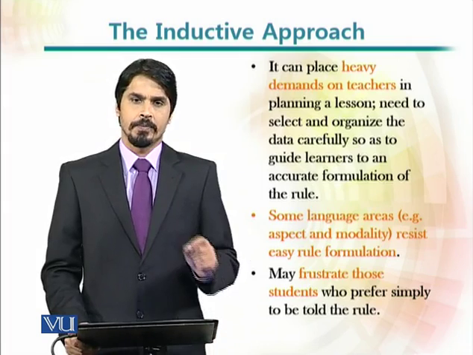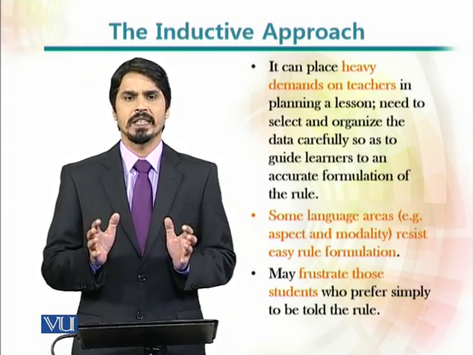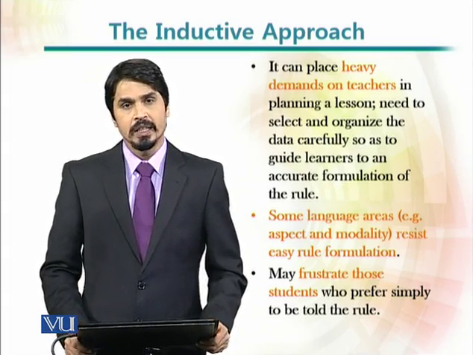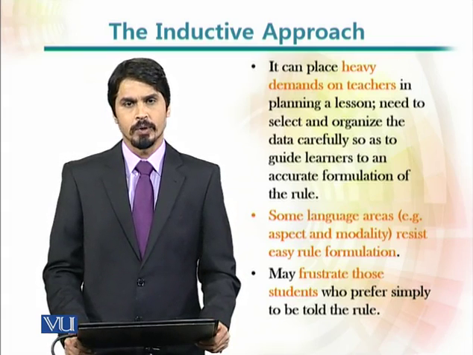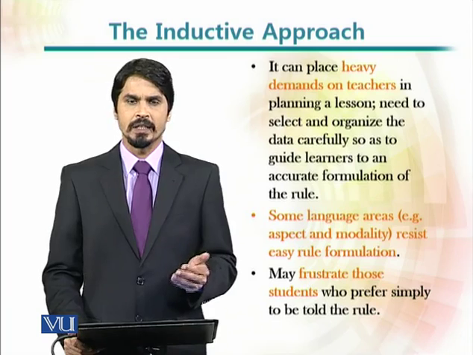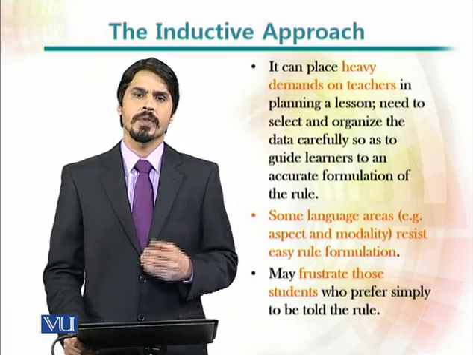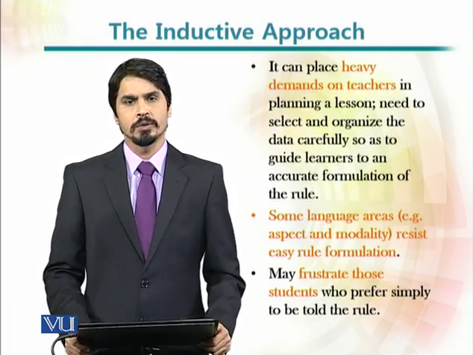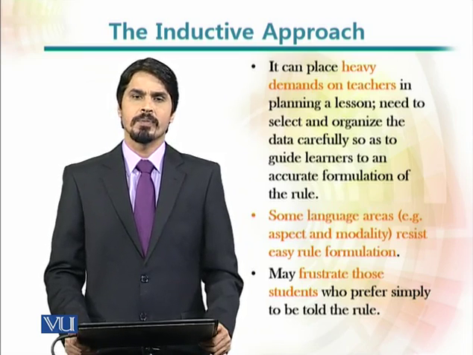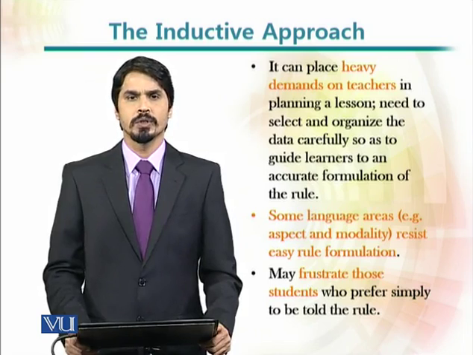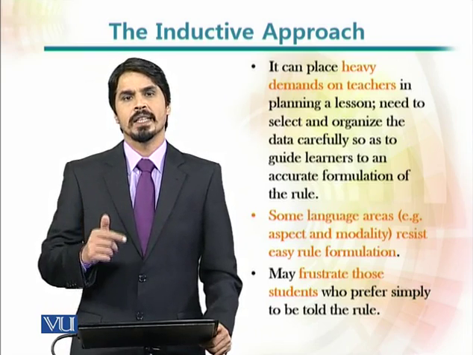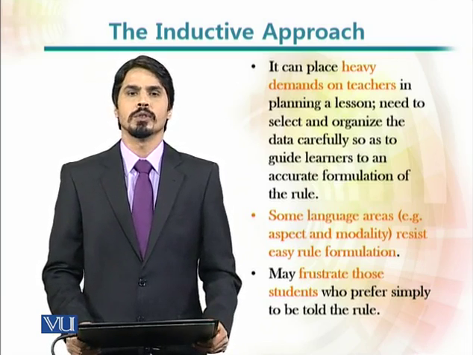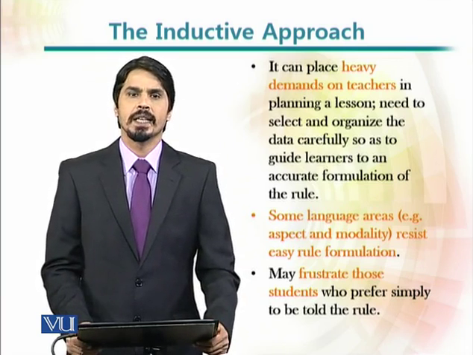It also has a shortcoming that some language areas or language rules may not be easily identifiable, or they might resist an easy rule formulation. For example, aspect and modality are those areas of language grammar or language use which have a variety of rules, and young students in a typical ELT classroom may find it difficult to identify particular rules by looking into their uses in general language use. So teachers must be extra cautious when they are introducing such aspects of language use in ELT classrooms.